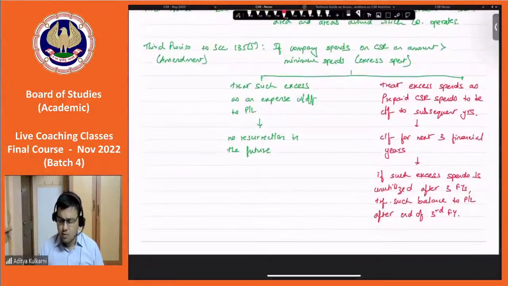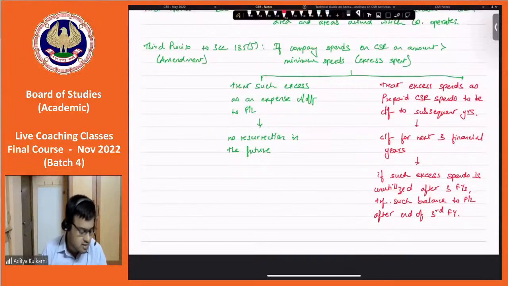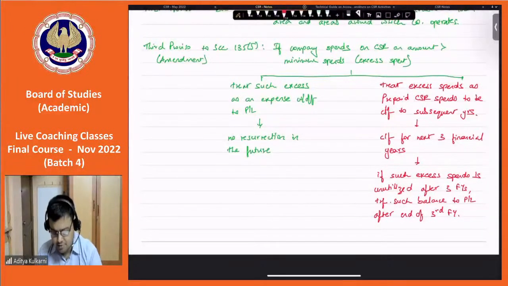Is it clear, everyone? 3rd proviso to section 135(5). Is it clear? Yes or no? Please answer.